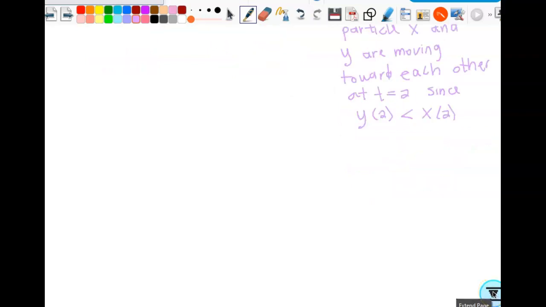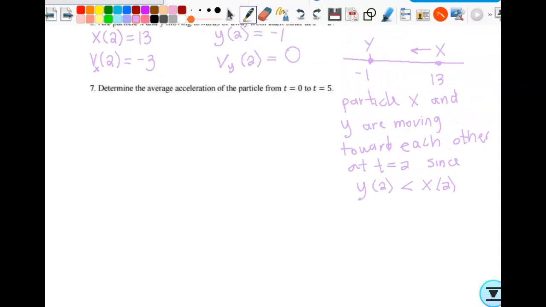Okay, so particle y is on the left of particle x. And I would say v sub x is less than 0, and v sub y is equal to 0. So basically here we're just saying y is on the left of x. Particle y is on the left side of particle x. Particle x is moving left while particle y is remaining still.